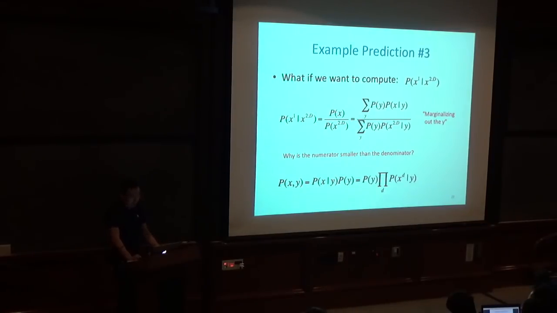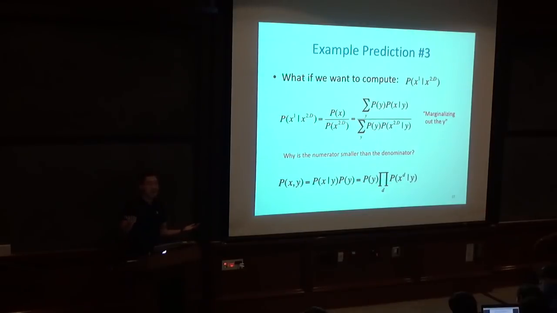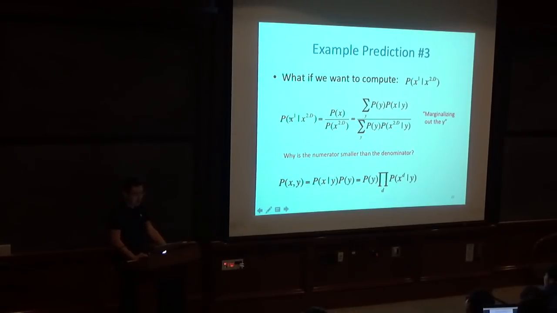Okay, so here's one with missing values. In this particular example, we're missing the y's. We want to predict P of x1 given the other x's, and we don't know what the y is. So how does that work? Well, again, we apply the law of conditional probability. This is equal to P of x divided by P of the other x's from index 2 to index capital D. This P of x is equal to P of x comma y, but you sum out over the y's. So that's what the numerator is. Same with the denominator.